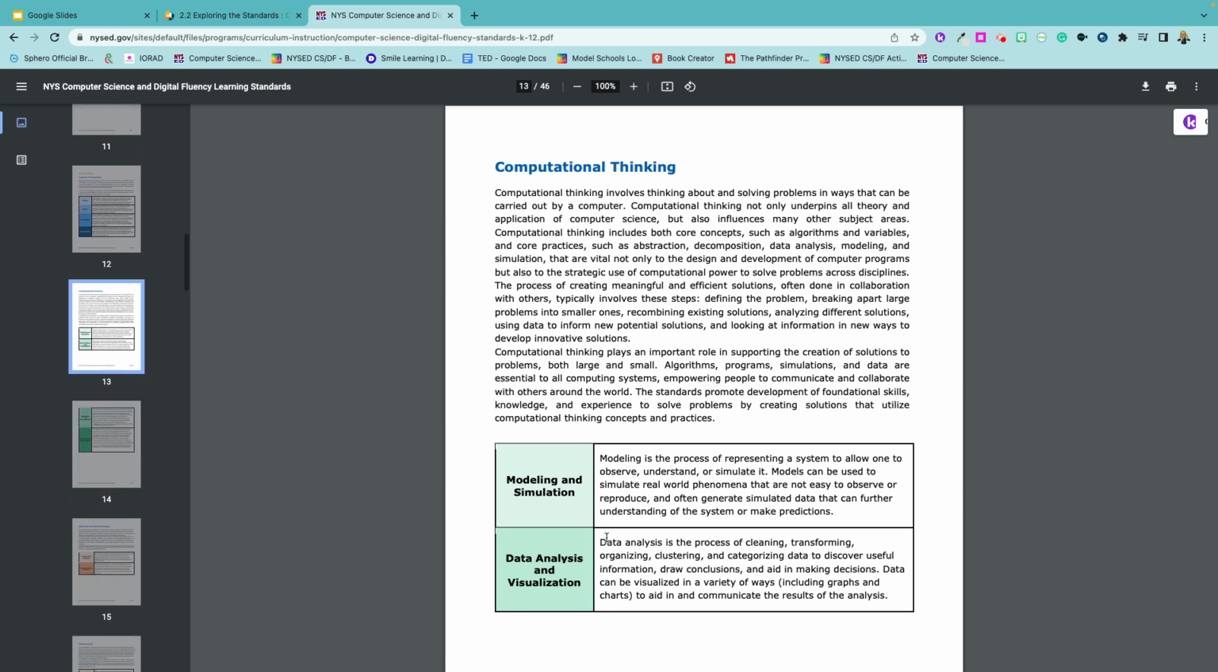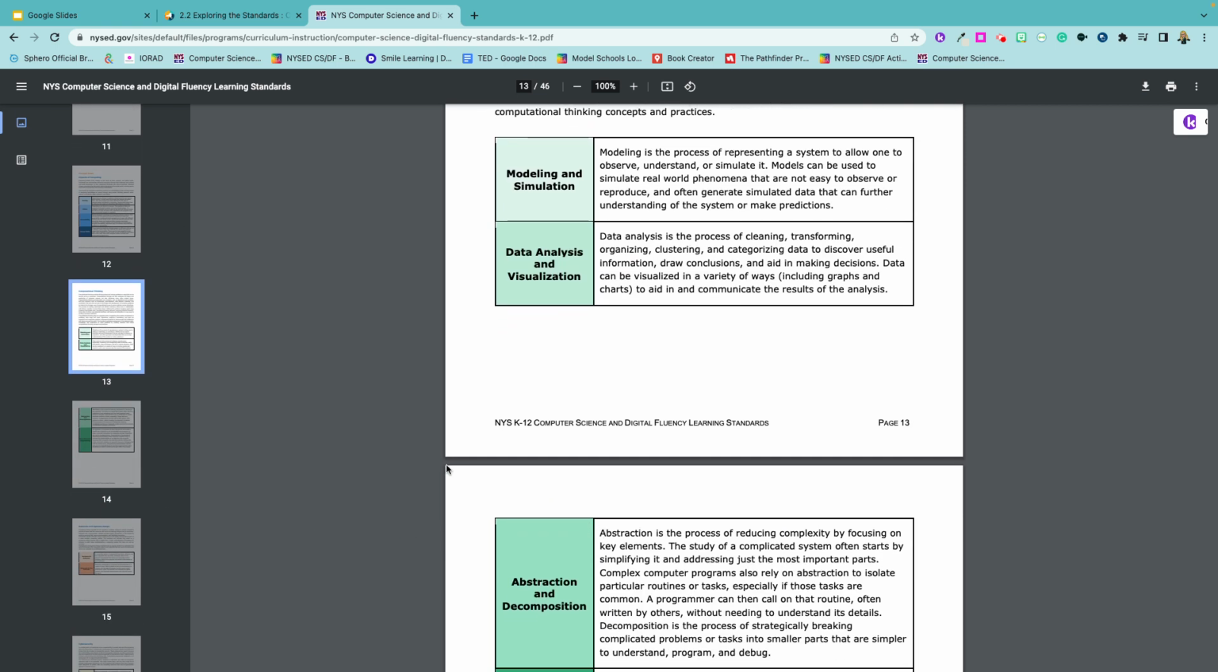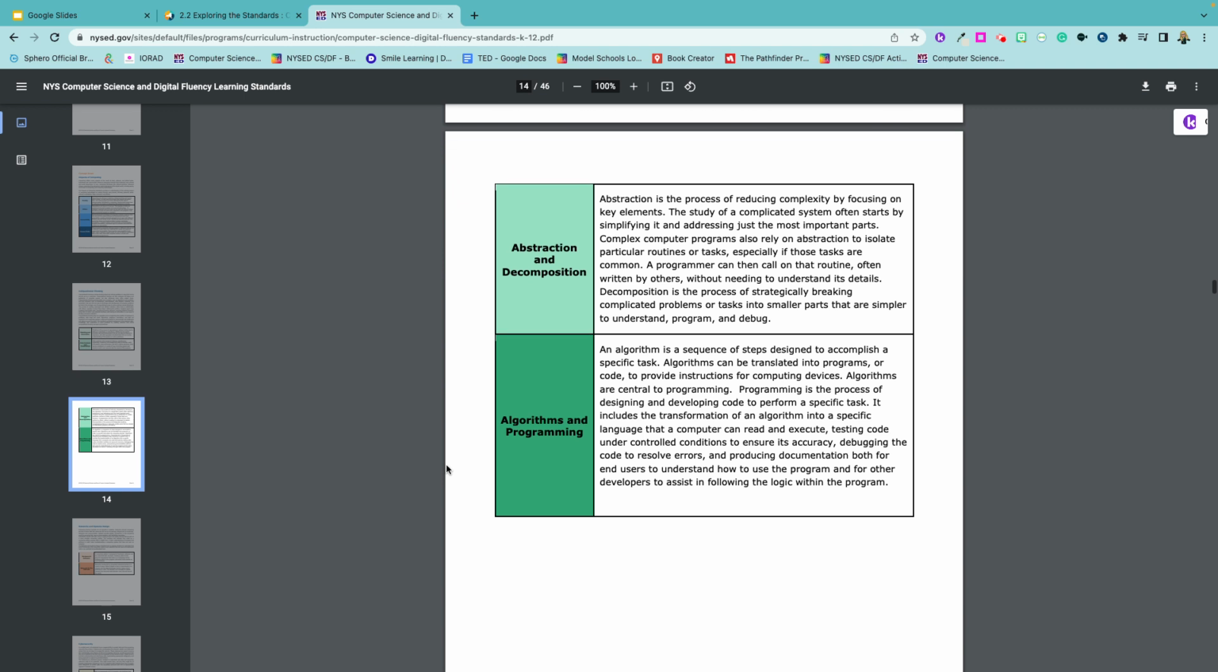This is broken down into 4 sub-concept areas. The first one is modeling and simulation. Think about how you can simulate real-world phenomena and organize data to make predictions. In data analysis and visualization, we're thinking about the process of cleaning, transforming, organizing, clustering, and categorizing our data so it can be understood in different ways. And then when we get to abstraction and decomposition, we're thinking about reducing our complexity and breaking things down into parts. And then finally, algorithms and programming is following a sequence of steps. So we're really looking at sequencing here in order to provide instructions for maybe coding or anything that we're doing within a computer.